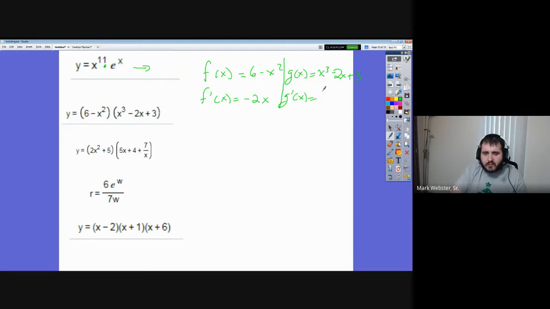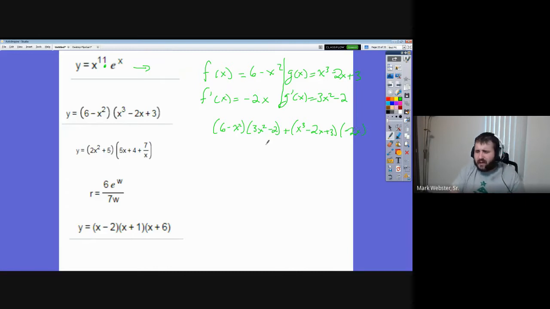What's the derivative of x cubed? It's 3x squared. What's the derivative of negative 2x? Just negative 2. What's the derivative of 3? 0. So we don't have to write it. Now, once again, left d right plus right d left. 6 minus x squared times 3x squared minus 2 plus right d left. X cubed minus 2x plus 3 times negative 2x.